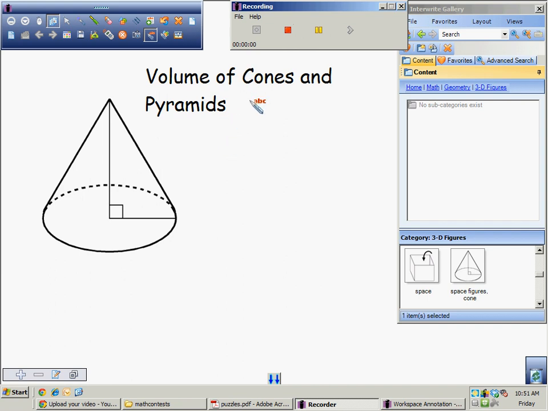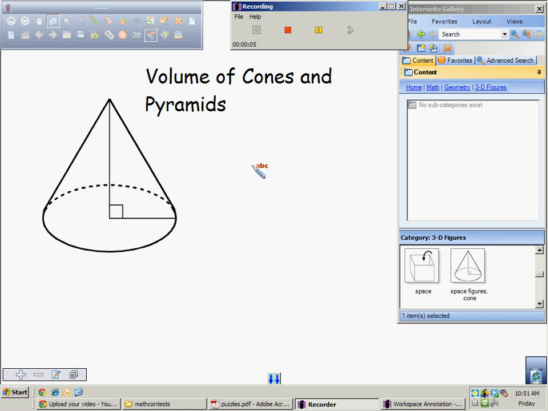Cones and pyramids. Take one. Okay. So this is called a cone. This is called a right cone because it's symmetric about this thing called the height, which is perpendicular to the base.